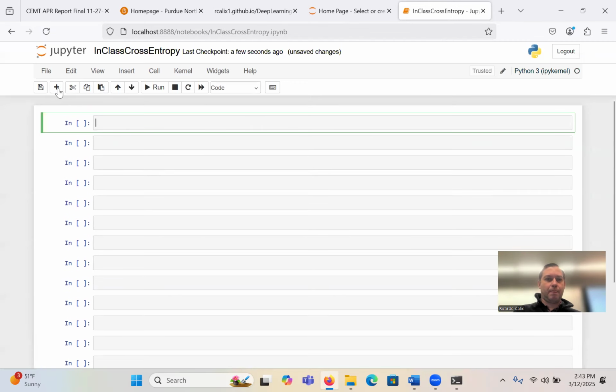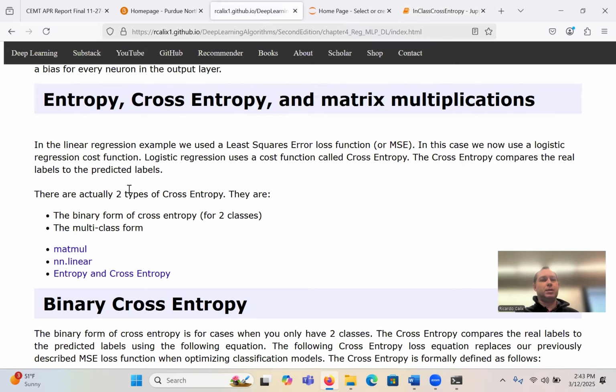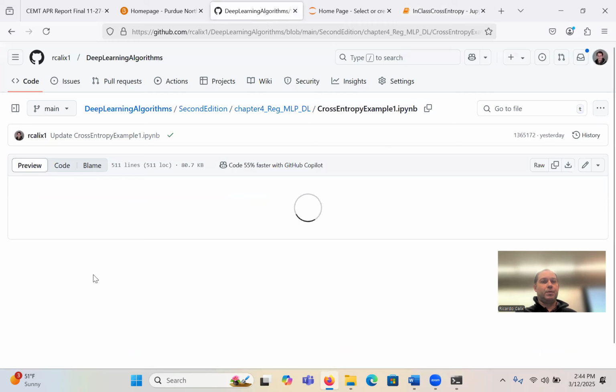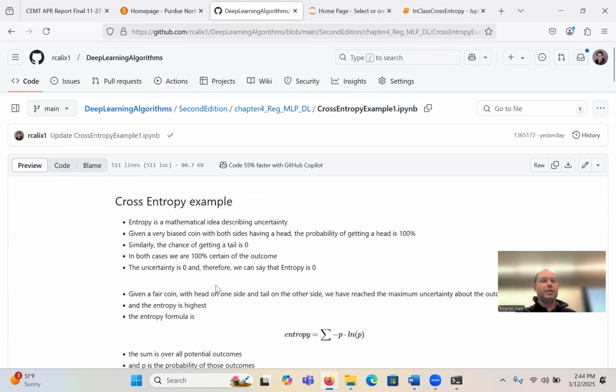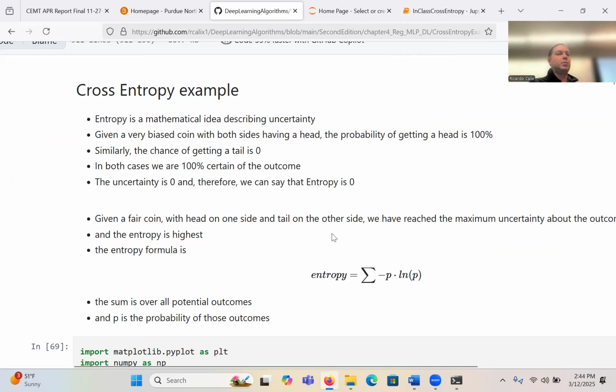Okay. All right. And so that's our Jupyter notebook. Now I'll be using this one. So I'm going to click on entropy and cross entropy. You can get it from there. And this is kind of my lecture for today, my notes on this idea. All right. But it should be pretty interesting.